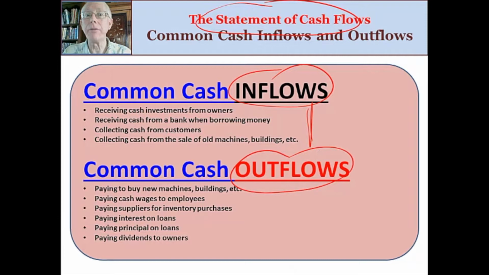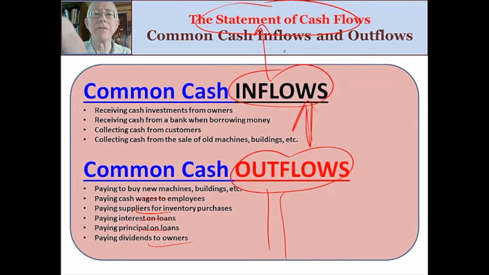Some common outflows of cash: paying for the purchase of new buildings and machines, paying cash wages to employees, paying suppliers to buy inventory, paying interest on loans, paying off the principal on the loans themselves, paying dividends to owners. Cash inflows, outflows. So we could just have a list, a hodgepodge of all the inflows and outflows. But that wouldn't be a very useful statement of cash flows.